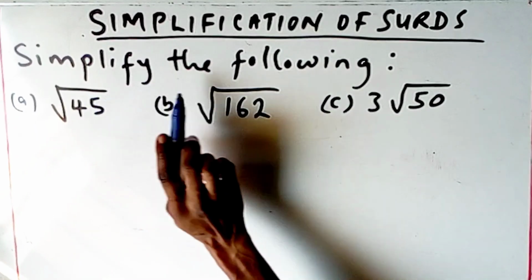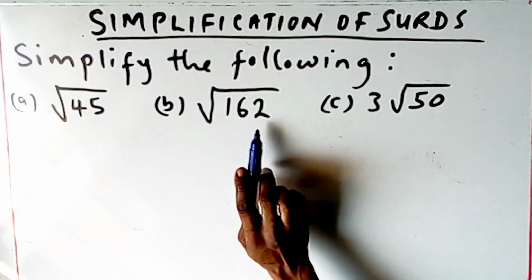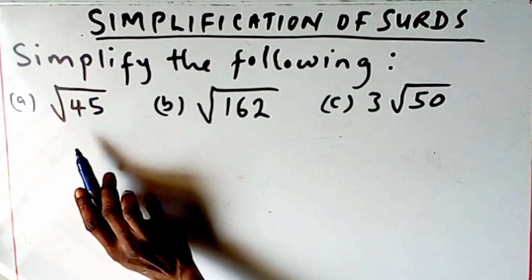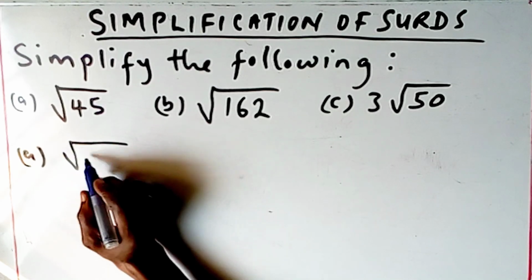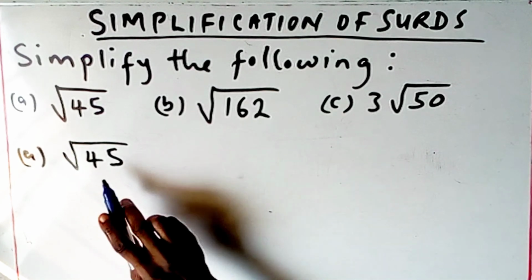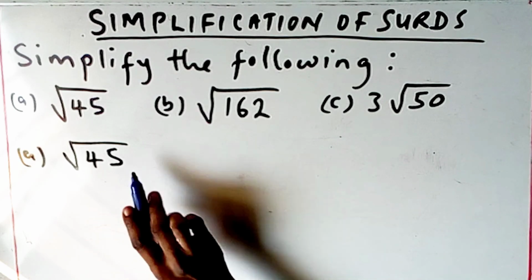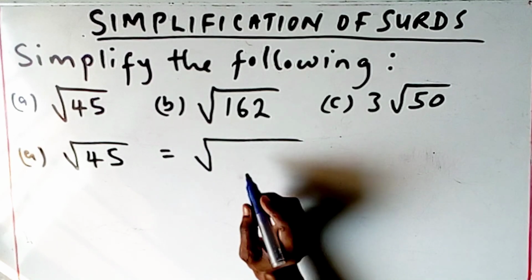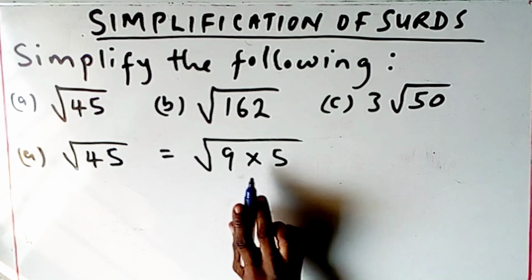We are asked to simplify the following: root 45, root 162, root 3 root 50. We're starting with the first one, root 45. Here, you're going to look for two numbers. When you multiply the two numbers, you get 45. One of them must be a perfect square.